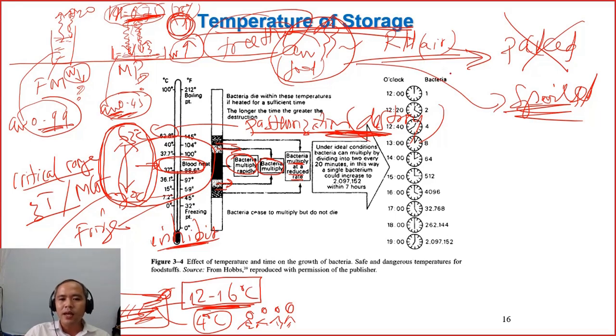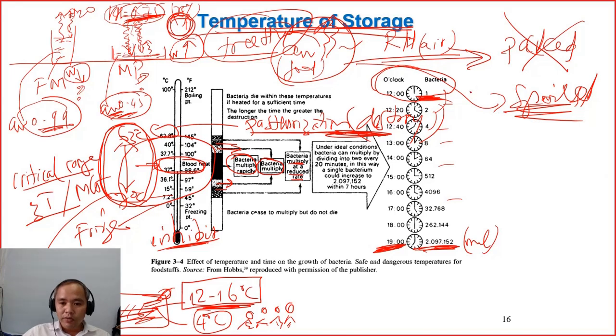If we look at one example here, from 12 o'clock, if you have 1 cell of bacteria, up to 7 p.m. it becomes 2 million cells. From 1 cell up to 2 million in 7 hours. So bacteria multiply very fast. Each 20 minutes they double in number.